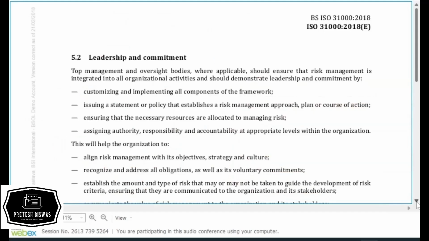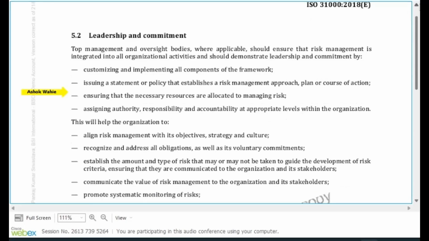Let us look at the clause. In this training, I will go word by word through the standard so that you get an opportunity not to miss out any words. So, take 5 minutes, everybody, to read this particular clause 5.2, please. Read the entire 5.2. Oversight body means the board of directors, and top management is the CXO level. So there is a difference between top management and oversight body. The roles of top management and oversight bodies are different.